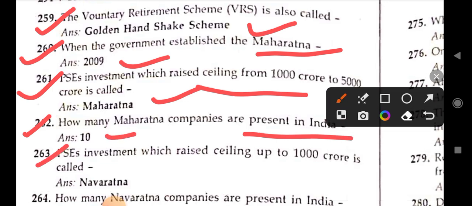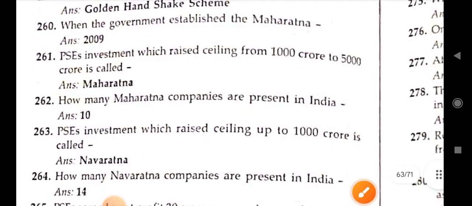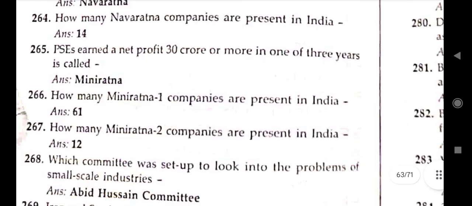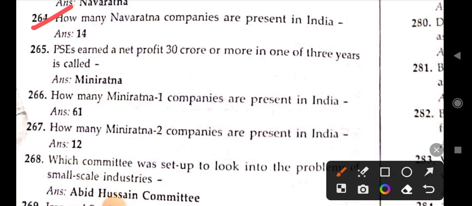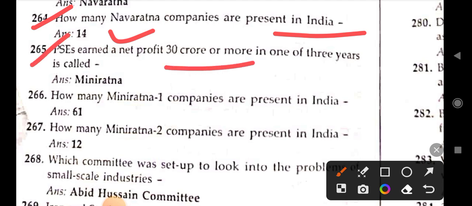A PSC investment which raised selling up to 1000 crore is called Navaratna. How many Navaratna companies are present in India? 14. A PSC that earns net profit of 30 crore or more in one of 3 years is called Mini Ratna.